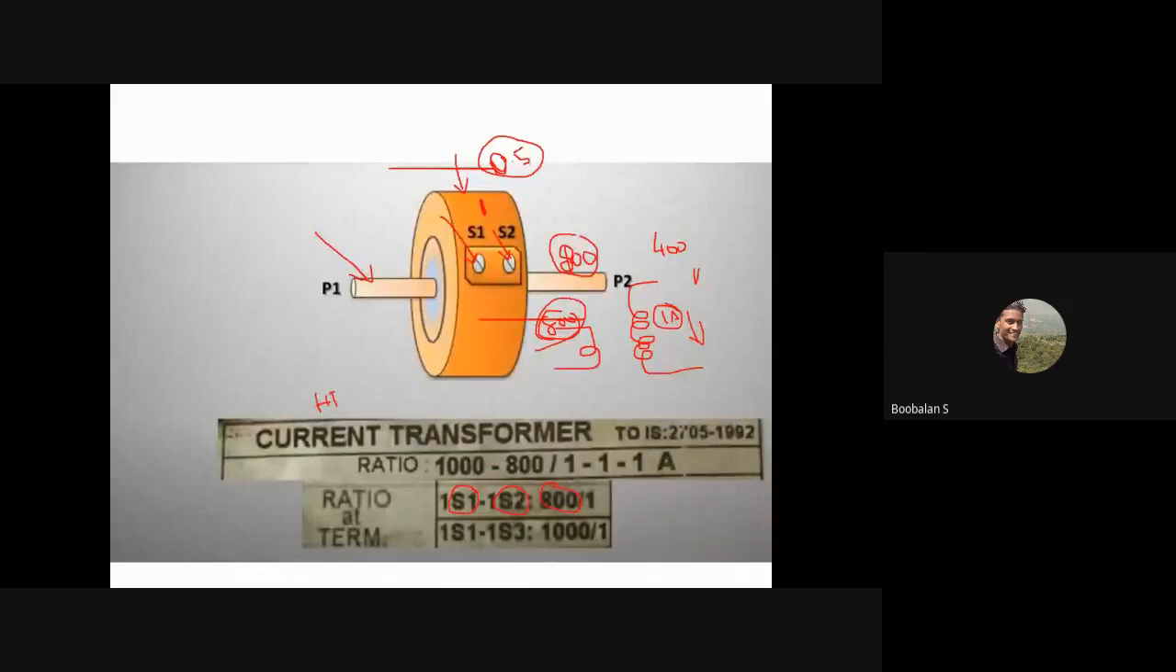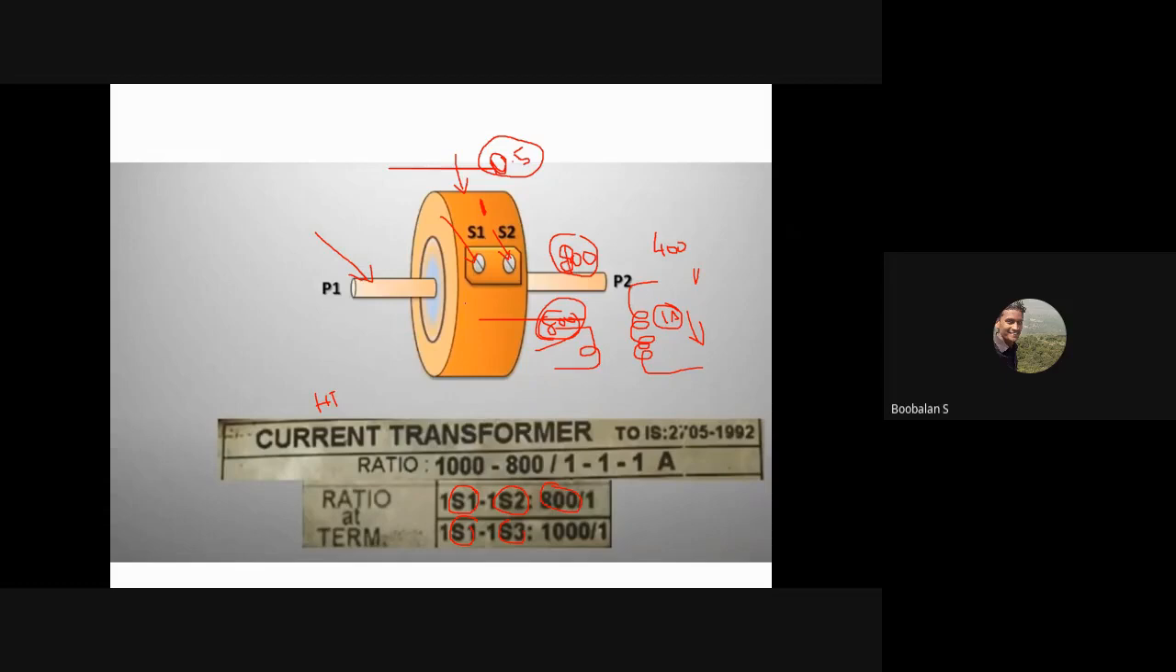So here we could see only one more term, right? Turns ratio, but in the market there will be a number of turns ratios, CTs are there. So now it will have S1, S2, S3 terminals, but you couldn't have that S3 terminal. We will see one more picture. So same PT, you could have different varieties of features. Already told that, right? So we'll have one more feature.